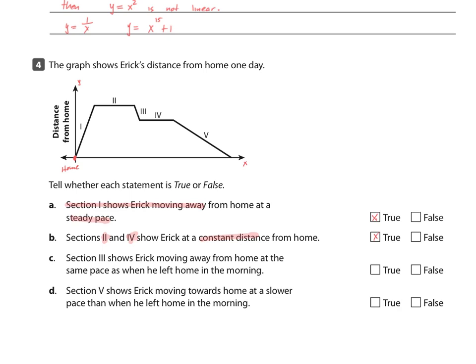The next part says section 3 shows Eric moving away from home at the same pace when he left home in the morning. So, we need to highlight that he's moving away from home. But this section shows that he's going down. That means that he's actually getting a little bit closer to home than getting away from home. So that statement is false.